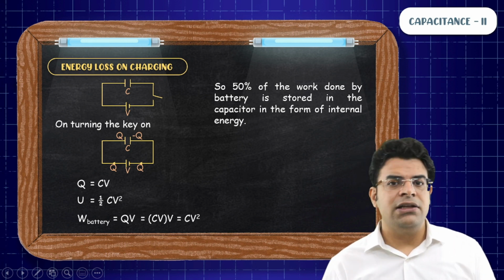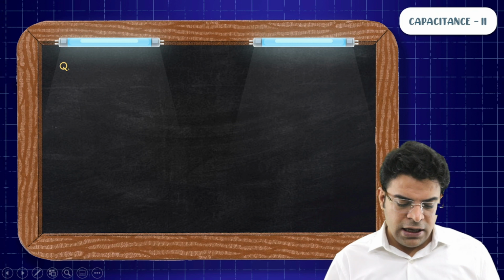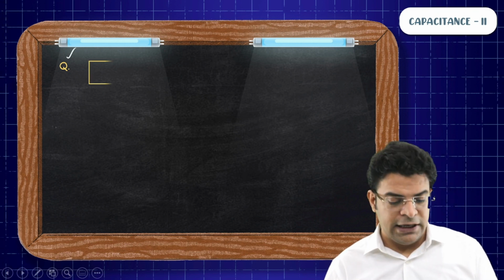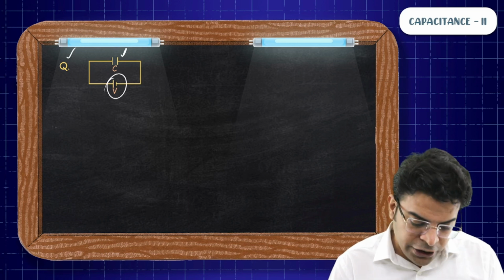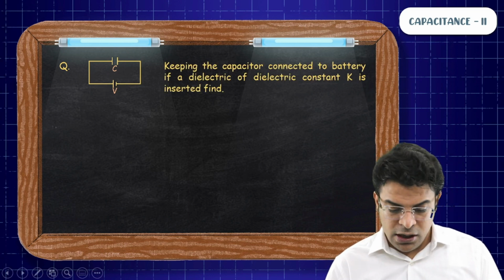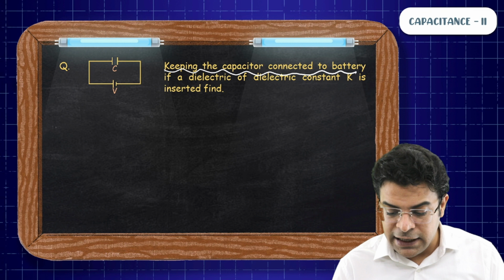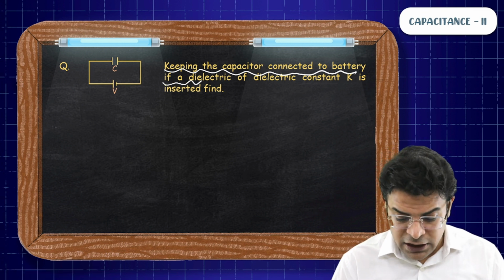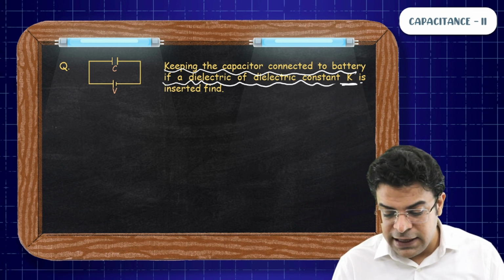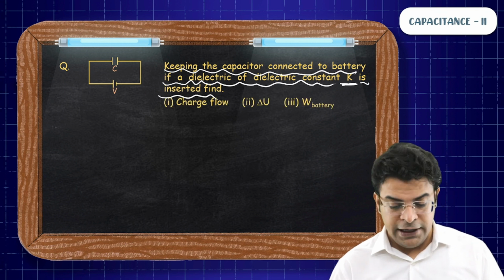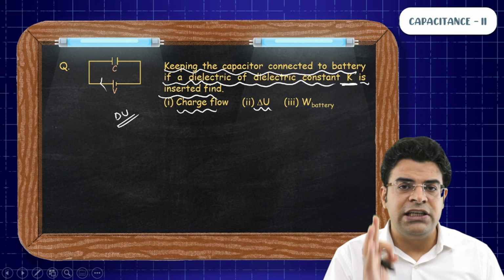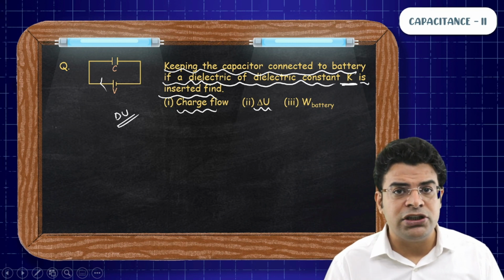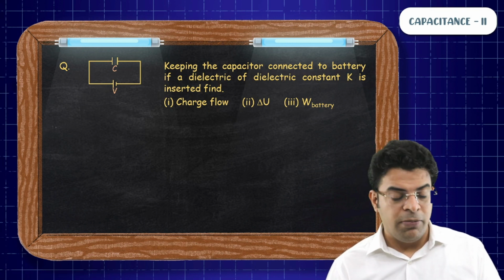So let's see the last example for the hour, and we will talk more on capacitors in the next hour. So the question is, here you have a capacitor connected already with a battery of potential V. Keeping the capacitor connected to the battery, if a dielectric of dielectric constant K is inserted, find what will be the charge flow through the battery, what will be the change in energy stored inside the capacitor, and what will be the work done by the battery.